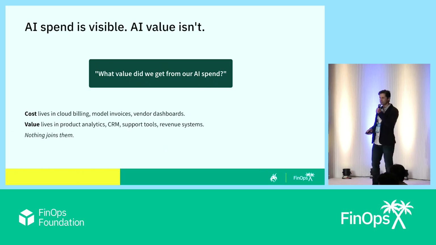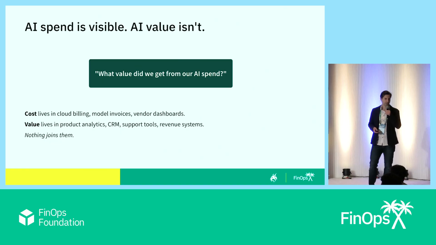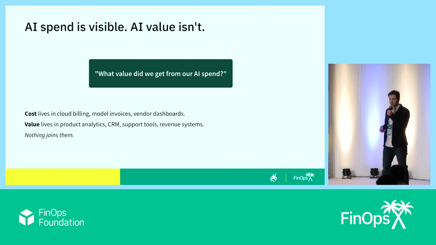One thing that is common to every team that I talk to is they have visibility into their AI spend. They can tell you how much they spent on tokens last month. They can break down by model. They have FinOps fundamentals. But when you ask the question, what value did you get for it?